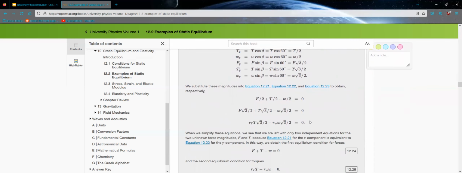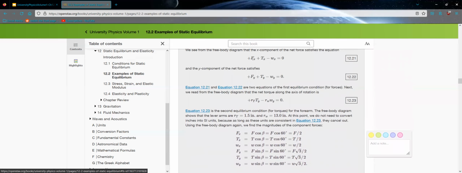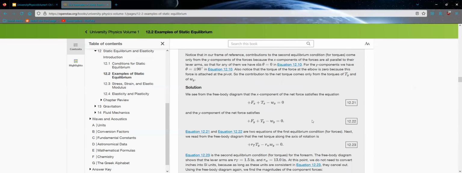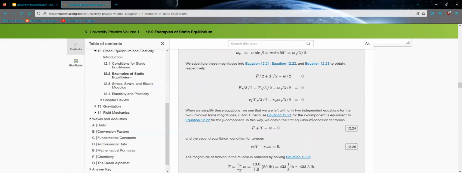Substituting in the solved x and y coordinates for these equations nets us these initially complicated looking equations, but all these equations is the solved x and y components from our initial 3-by diagram. And everything, of course, sums to 0. So when we simplify these equations, we see that we are left with really only 2 independent equations for the 2 unknown forces, F and T, the force and the torque, right?